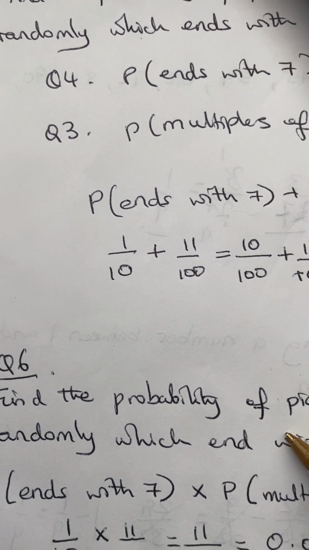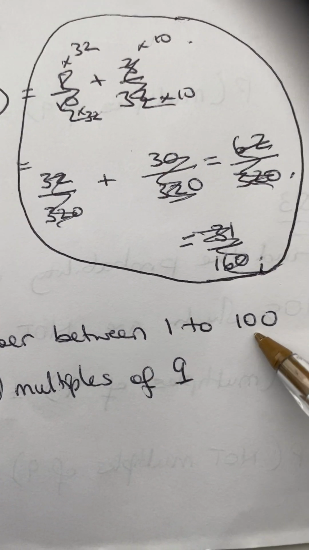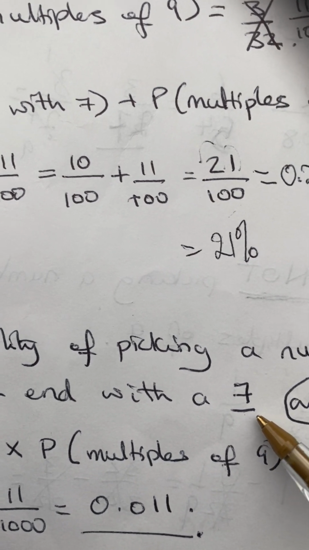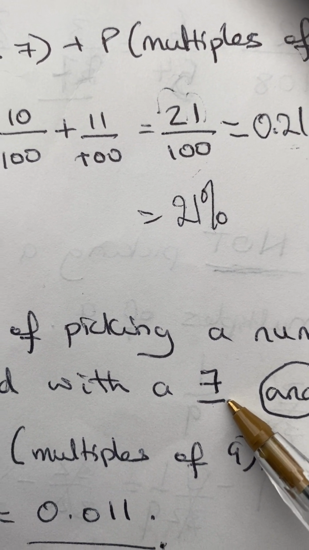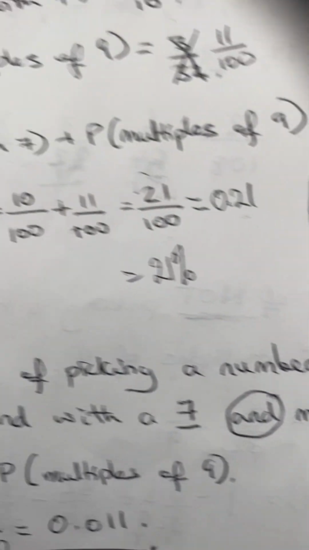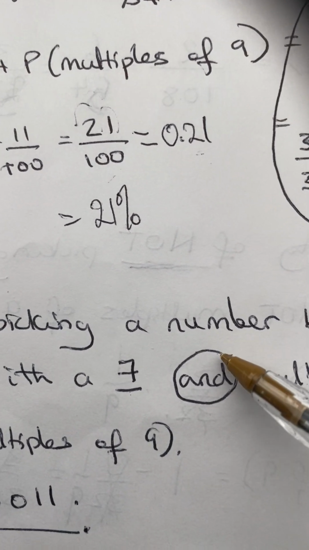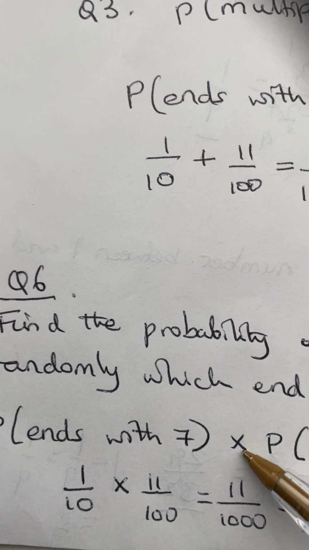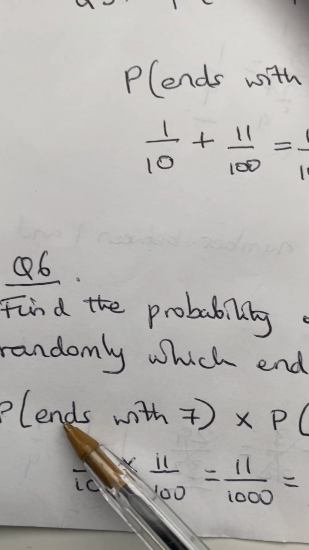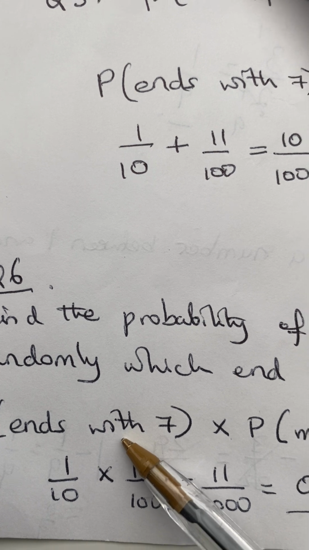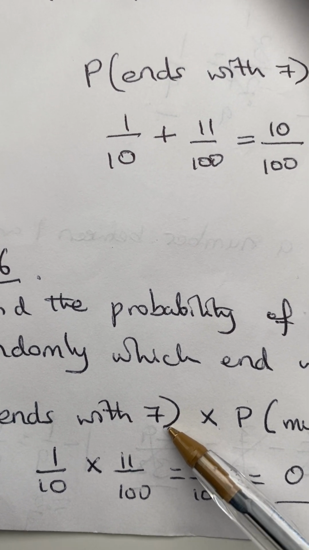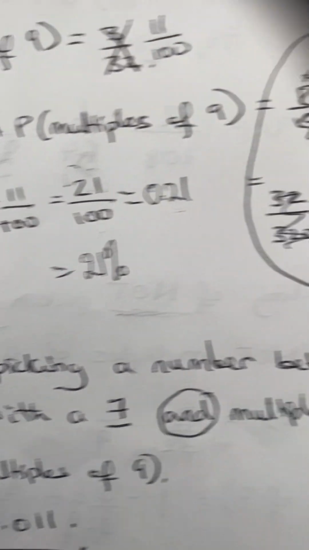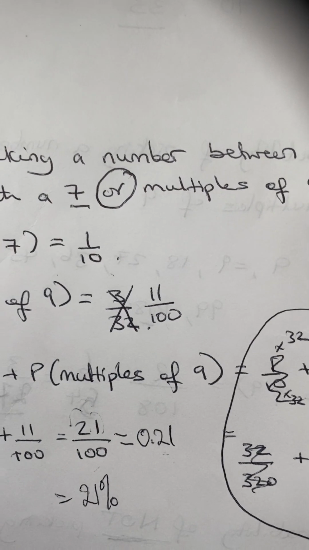Okay, so find the probability of picking a number between 1 and 100, randomly, which ends with a 7 and multiples of 9. So it is the same question, but here it's not an or, it's and. So this is where you need to multiply. So you need to find the probability of numbers which end with 7, which you've done in question 4, and the multiples of 9 between 1 and 100. Okay, so we've just done that.